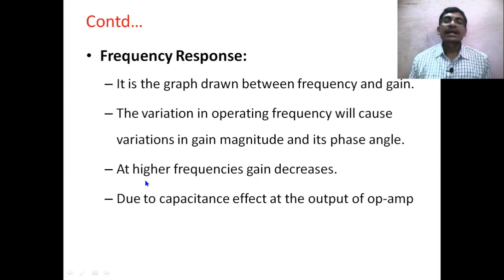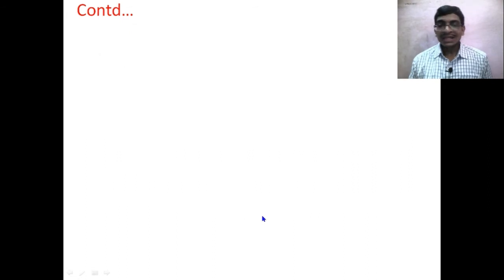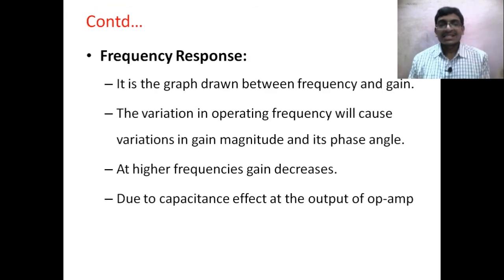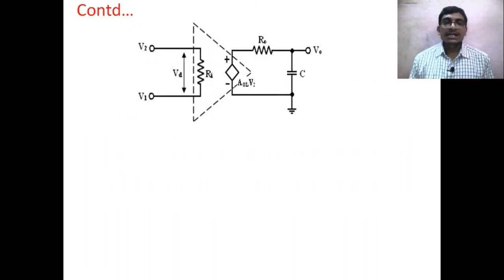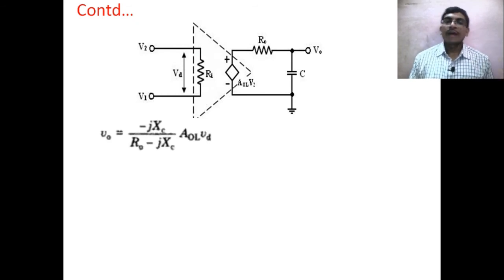At higher frequencies the gain decreases. Because of the capacitance effect at the output of our operational amplifier, the gain will decrease at high frequencies. This is called the frequency response. Let us see the derivation for the frequency response of an operational amplifier.